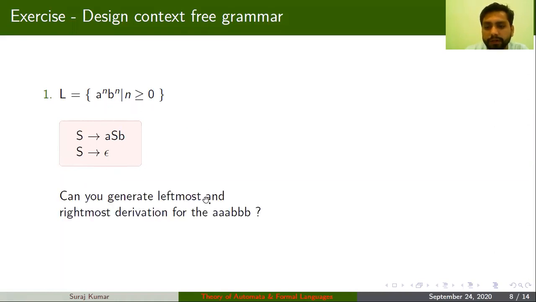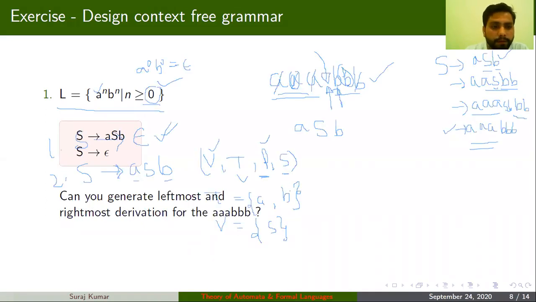Now, can you generate the leftmost and rightmost derivation for triple A and triple B? I have already generated the derivation for triple A and triple B. Here you can see that there is no concept of leftmost and rightmost derivation, because I have only a single variable. So the leftmost and rightmost variable are both the same.